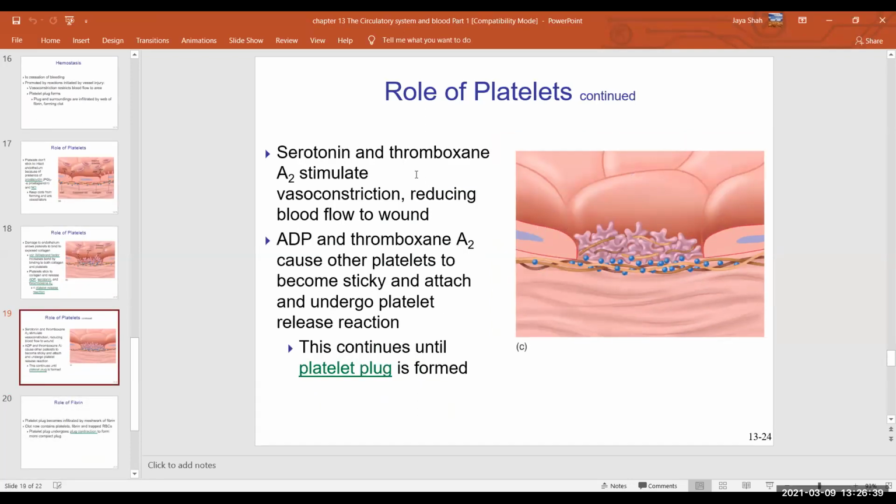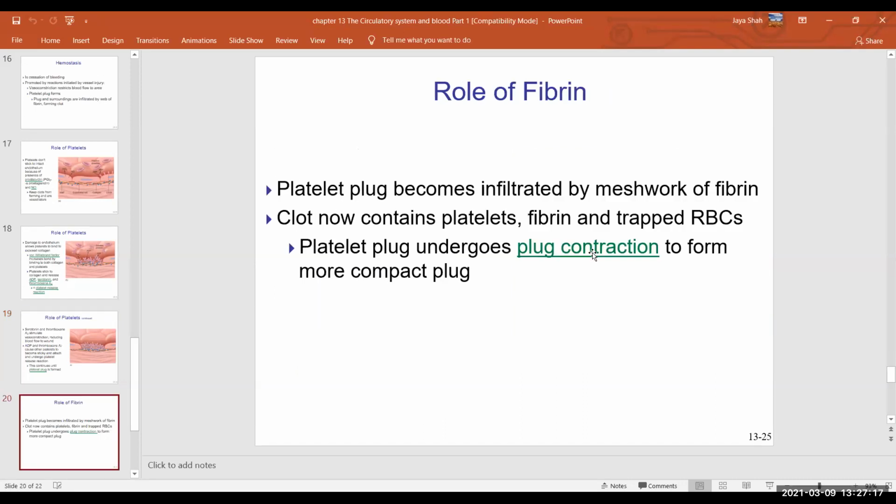Okay, so you see there are further platelets, and then a lot of fibrin comes here and plugs the platelets in the damaged site. Okay, so what is the role of fibrin? What does fibrin do? The plug at the beginning is very weak, and when fibrin comes, it makes it a stable, stronger plug.